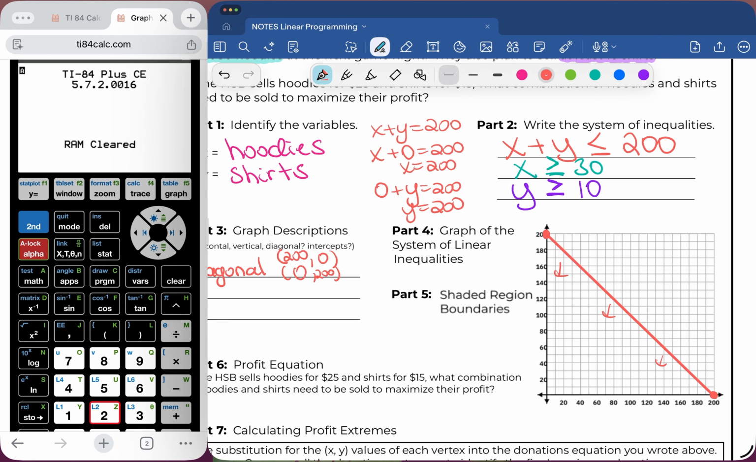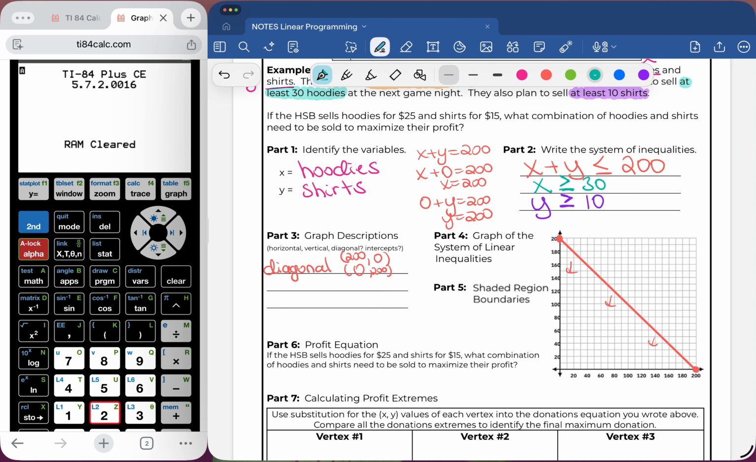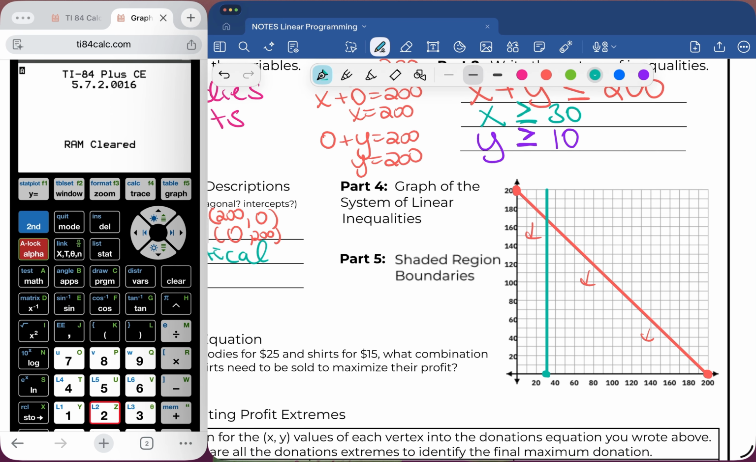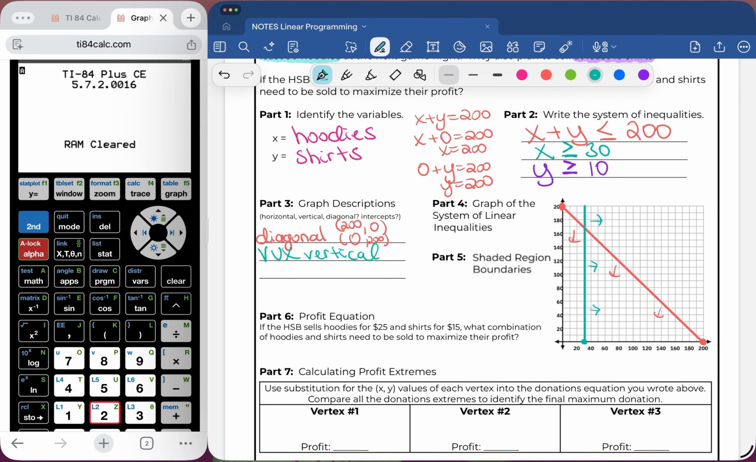All right, for our next one, that is an X, which means it's going to be vertical. And I want the vertical to be when x is 30. And it is an equal to, so I am going to do a solid vertical at x is 30. And that is a greater than or equal to, so shading to the right to get larger. Our last one is a Y, which means it is a horizontal.